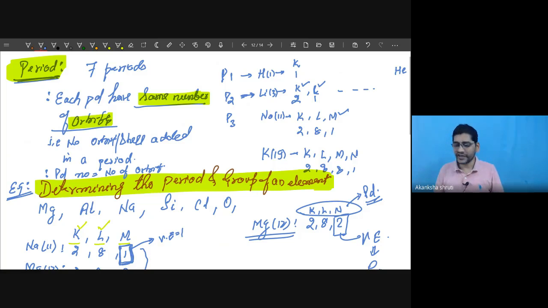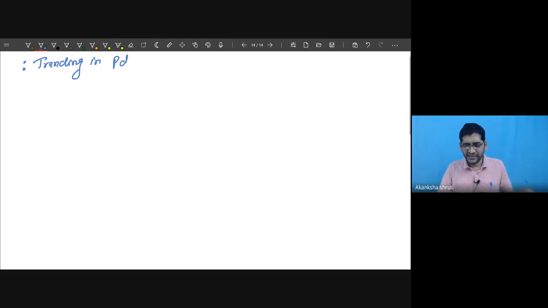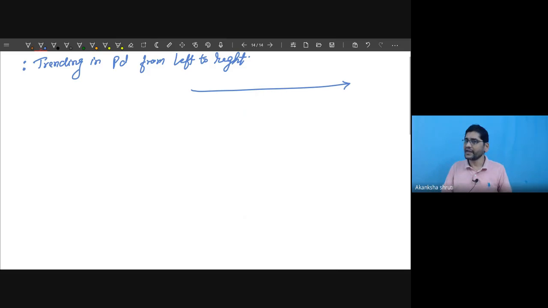Now what are the other important trends that we are going to write? Trends from left to right I will write. Trends in period. Once we have understood about the group, trends in period are even easier. So this period from left to right we are going to understand, means from this to this I will move like this. Any of the periods, whether first, second, third, fourth, all these. So the very first thing in the period, what is there? No shell addition.